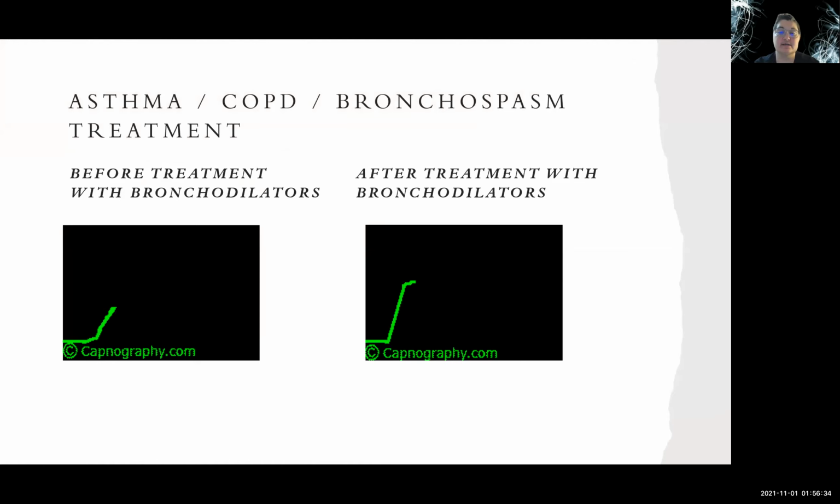Now, when we give a treatment with a bronchodilator, as you can see here, we go from what we see with the bronchospasm or airway obstruction back to normal once the dilator is given. Now, this can go back to abnormal, but it just depends on the severity and the current problem that we're monitoring.